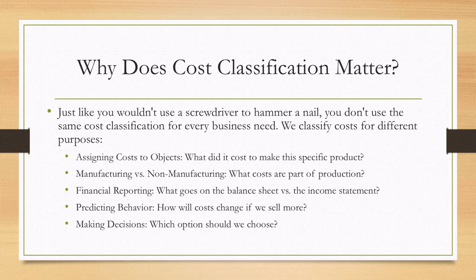If we are trying to create a budget for next year, we need to predict how costs will behave as our sales go up or down. And finally, when we have a big decision to make, like whether to launch a new product line, we have to identify which costs are relevant to that decision and which can be ignored. Each purpose requires a different lens, a different way of looking at costs.